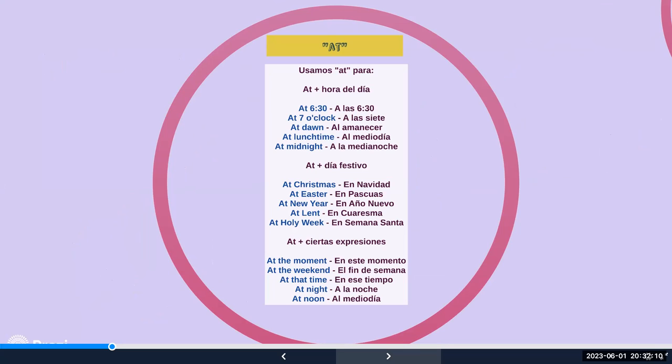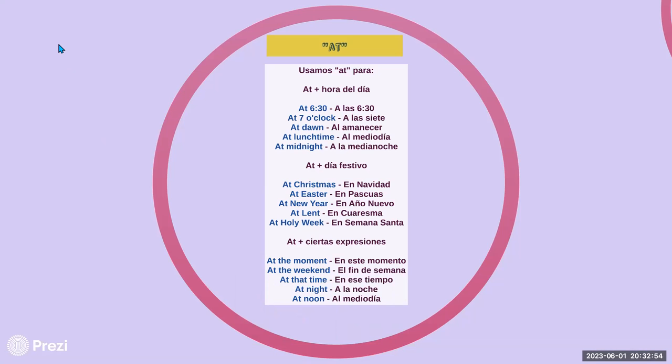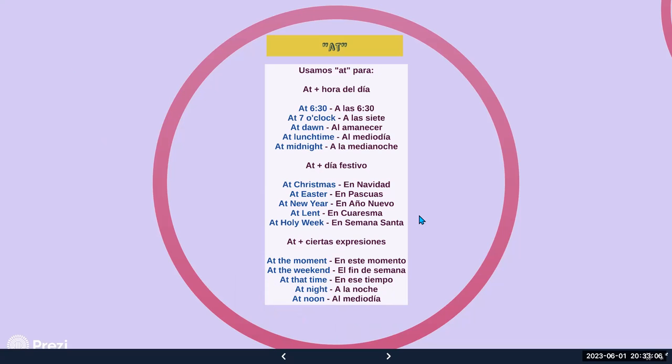Usamos at para la hora del día: at 6:30, a las 6:30; at 7 o'clock, a las 7; at dawn, al amanecer; at lunchtime, al mediodía; at midnight, a la medianoche. Para días festivos: at Christmas, en Navidad; at Easter, en Pascuas; at New Year, en Nuevo Año; at Lent, en Cuaresma; at Holy Week, en Semana Santa. Y ciertas expresiones: at the moment, en este momento; at the weekend, en el fin de semana; at that time, en ese tiempo; at night, a la noche; at noon, al mediodía.